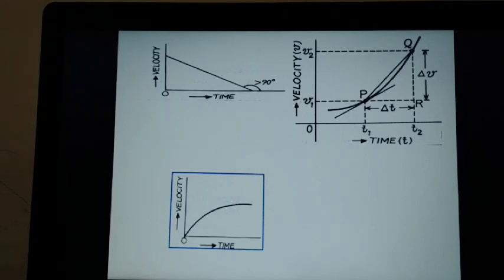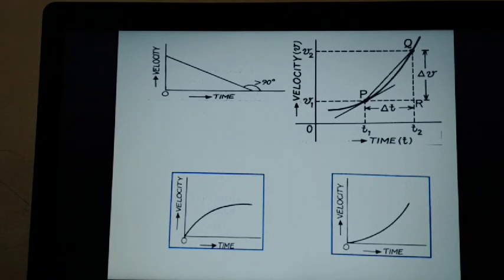See here, another graph is there with its velocity time graph, which is bending upwards. Sorry, it is bending downwards. The graph is continuously bending downwards. Such a continuous graph represents continuously decreasing acceleration.